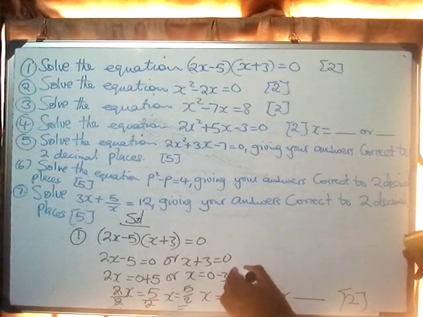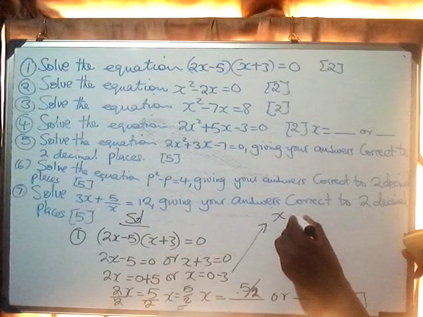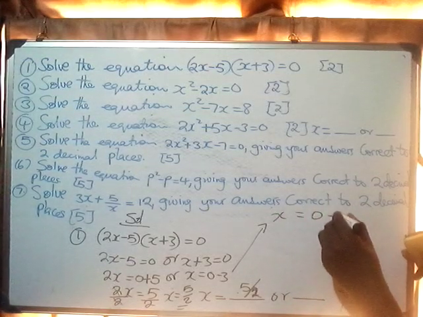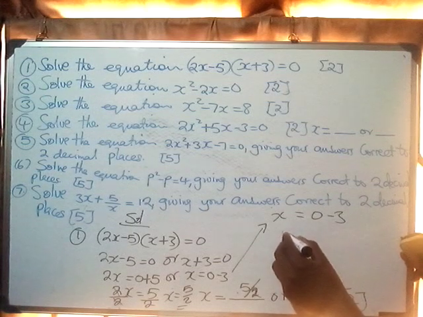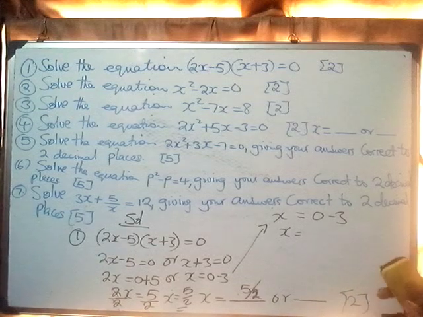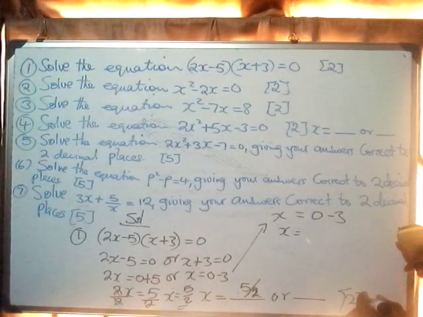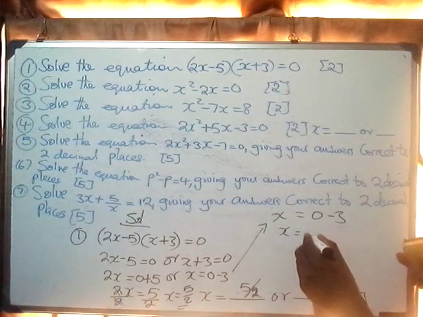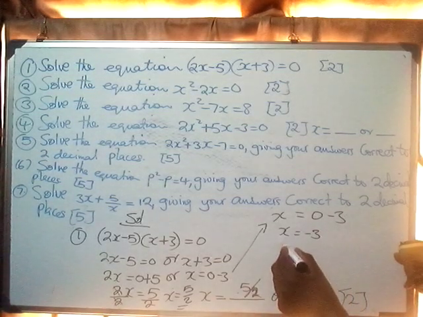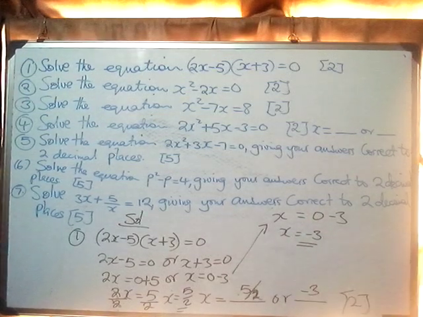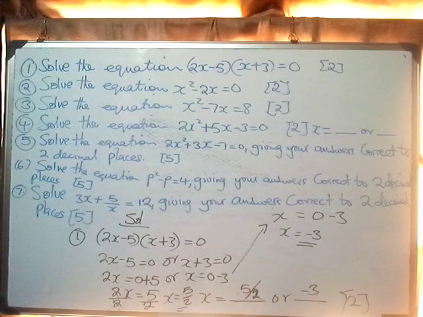Let us now come to this one here. This one is x plus 3 equal to 0, so x is equal to 0 minus 3. This will mean that x will be negative 3. So this is the value of x. You write your value of x there, which is negative 3. So these two answers are the values of x.